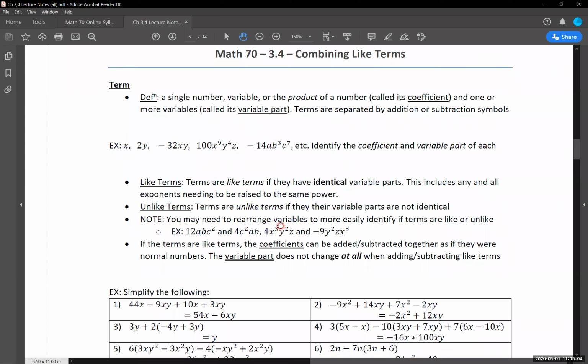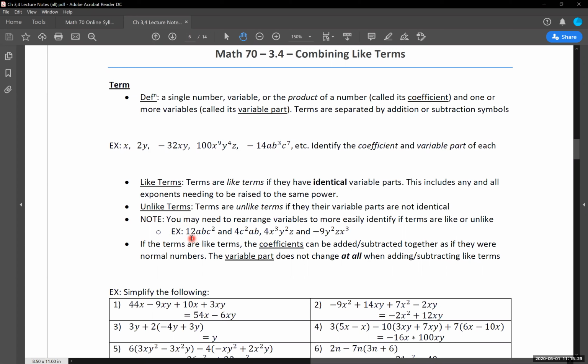You may need to rearrange variables to more easily identify if terms are like or unlike. Sometimes you may be multiplying some variable terms together and get multiple variables showing up, and it's not inherently obvious by how they are organized whether these things are like terms or not. So a couple quick examples of this.